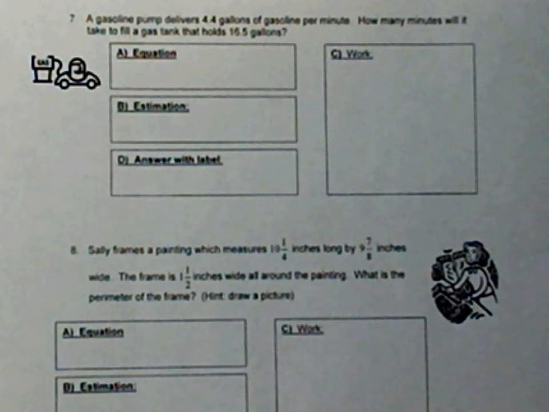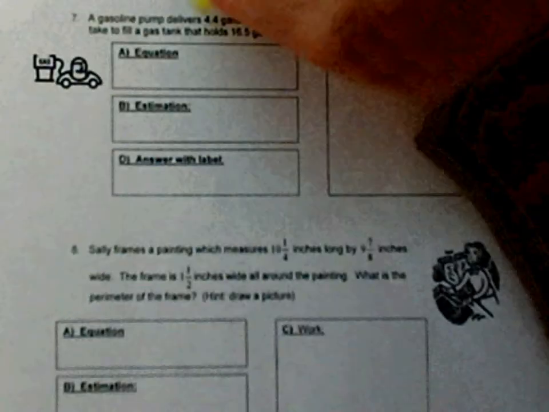Okay, so now we are on Unit 3, Part 2 review. We're on page 3, doing numbers 7, 8, and 9. Number 7 says a gasoline pump delivers 4 and 4/10 gallons of gasoline per minute. How many minutes will it take to fill a gas tank that holds 16 and 5/10 gallons? Okay, so let's highlight what's important.